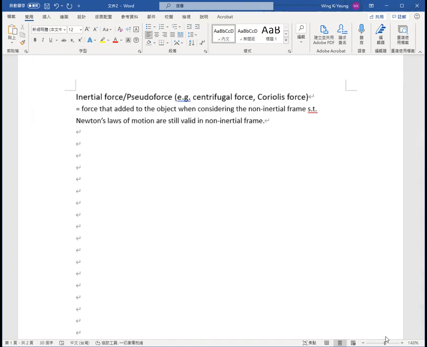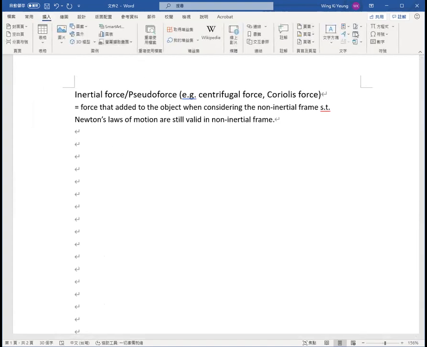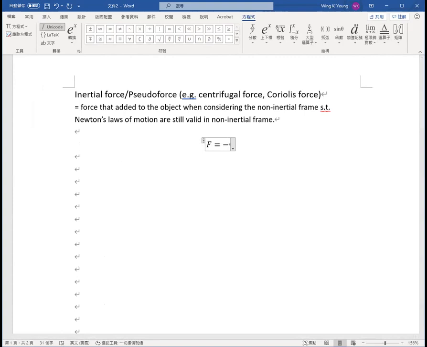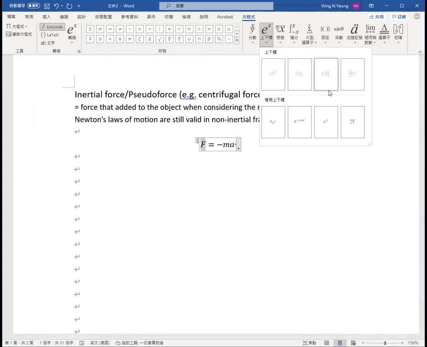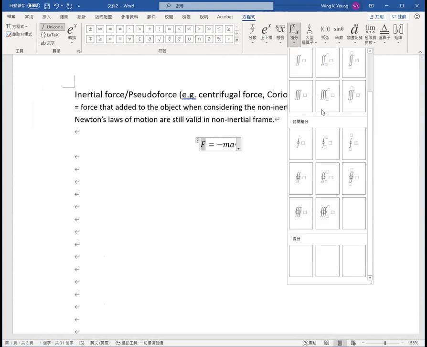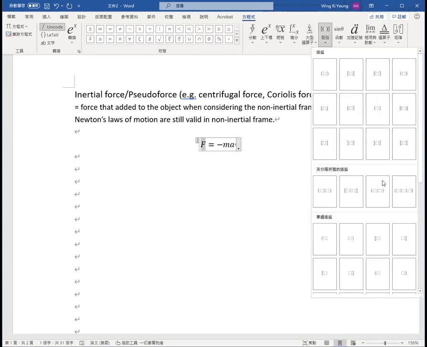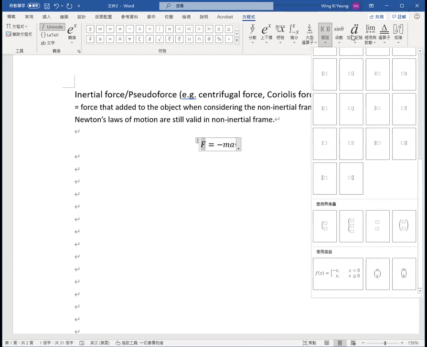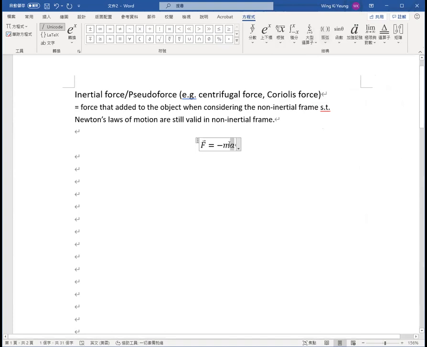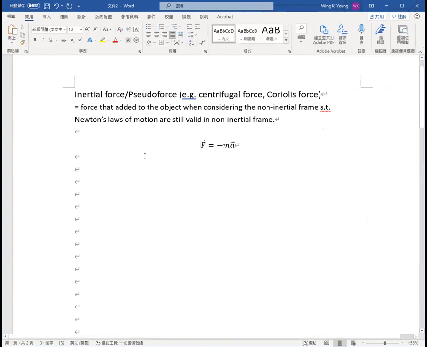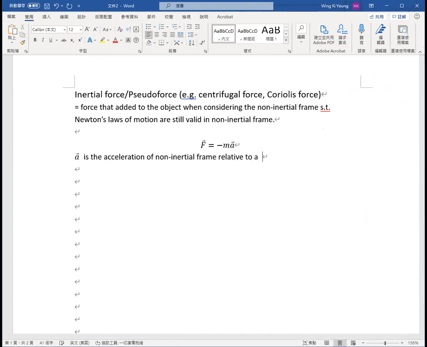I'm not going to prove this rigorously, but I'll give you the idea of how we show the formula for the inertial force. The formula is very simple: Fe equals negative ma, where a is the acceleration of the non-inertial frame relative to an inertial frame, for example the acceleration of the car. This is a vector, just keep it in mind.